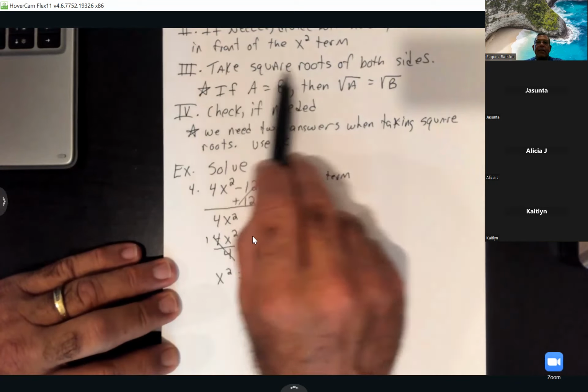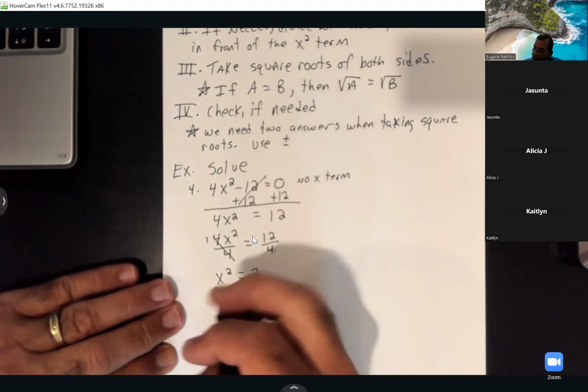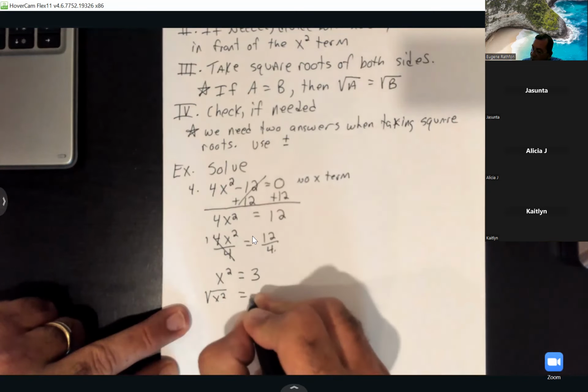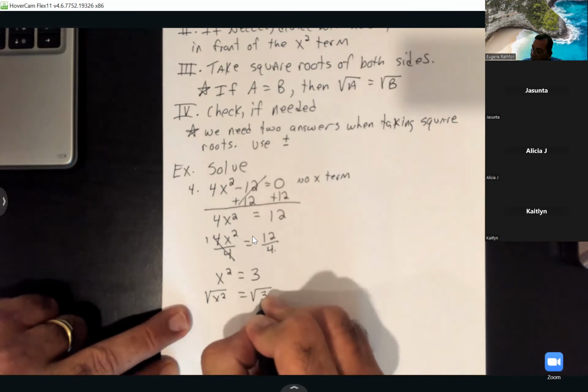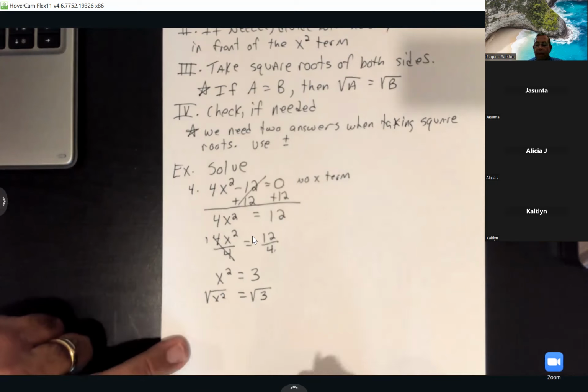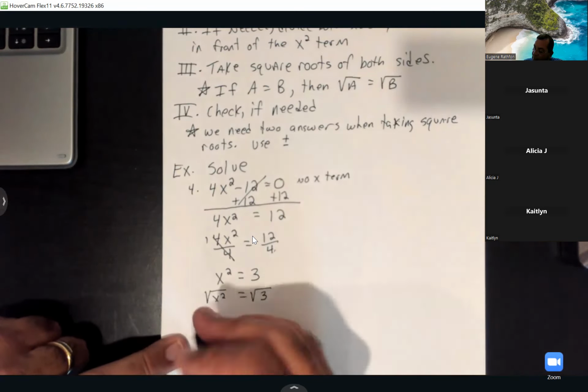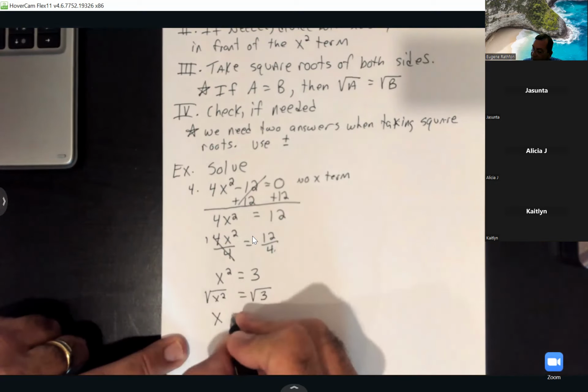All right, next it says take square roots of both sides. So I'm going to take the square root of x squared. That's going to equal the square root of 3. And the square root of x squared, the radical cancels with the exponent. All that's left is the x.